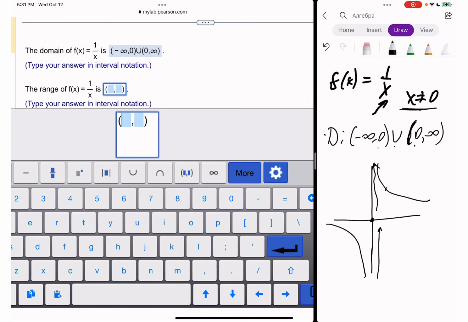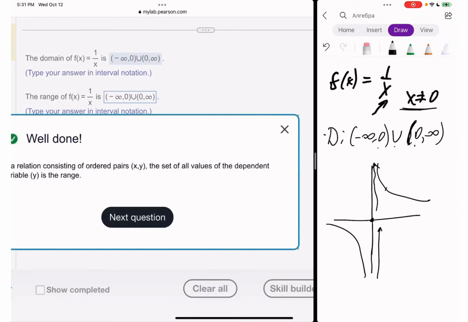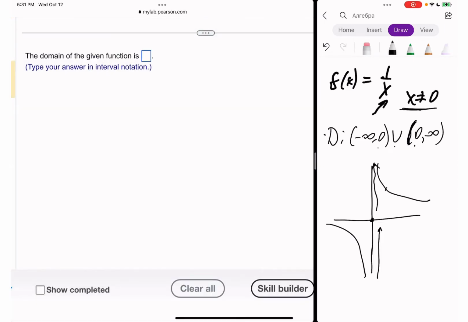It's going to be negative infinity to 0, with 0 not included, and then again a parenthesis, from 0 to positive infinity. Okay, well done. Moving to the next question.